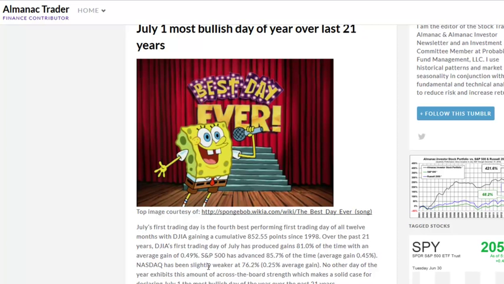the Dow Jones Industrial Average on the first trading day of July has produced gains 81% of the time, with an average gain of 0.5%. So interesting that we're getting that. No other day of the year exhibits this amount of across-the-board strength, which makes a solid case for declaring July 1st the most bullish day of the year over the past 21 years. And that's his argument there. It sounds good, Jeff. So tomorrow makes it very interesting.